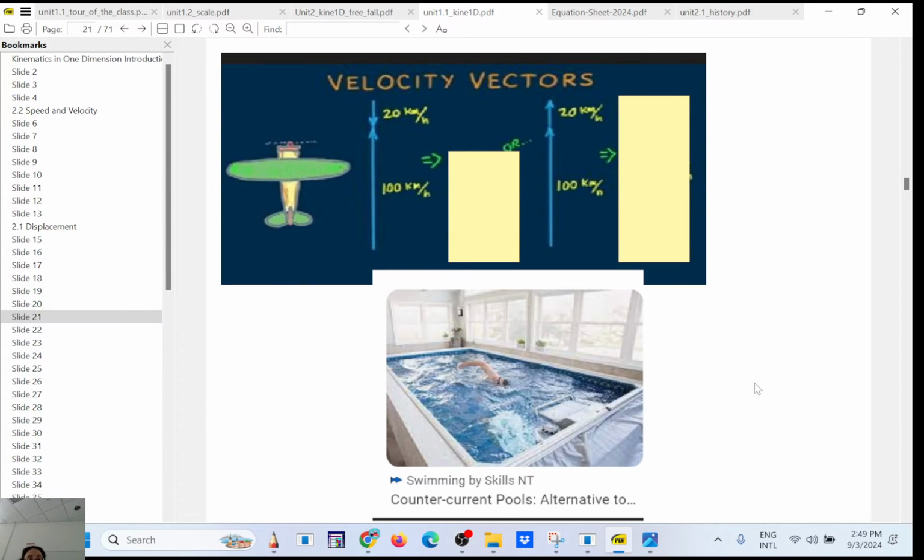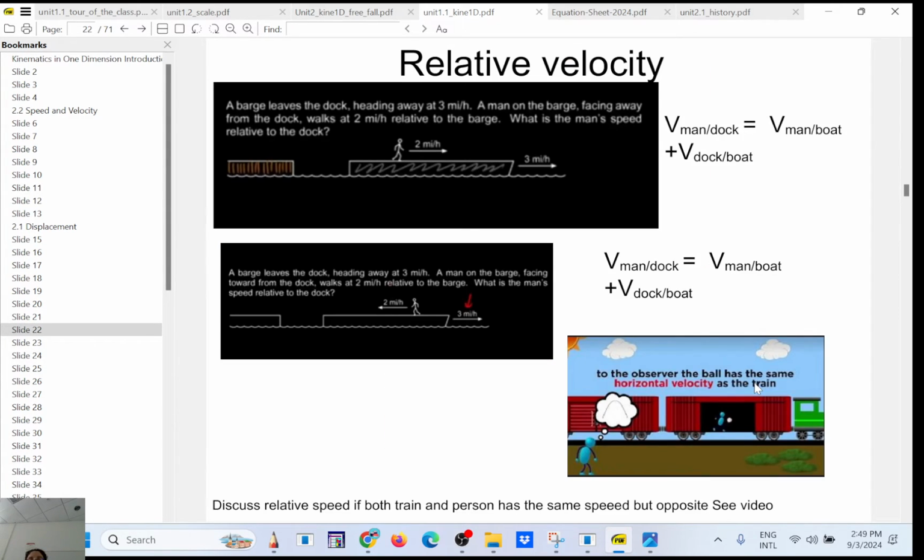Okay? So easy demo if you go to the airport. So here are other examples. Someone is walking on a dock, and the speed is 2 miles per hour. And this is not the dock. What is that? It's a barge, and it's moving at 3 miles per hour. So relative to the barge, he's moving at a speed of 2 miles per hour. But relative to the dock, what's going to be his speed? 5. Okay?